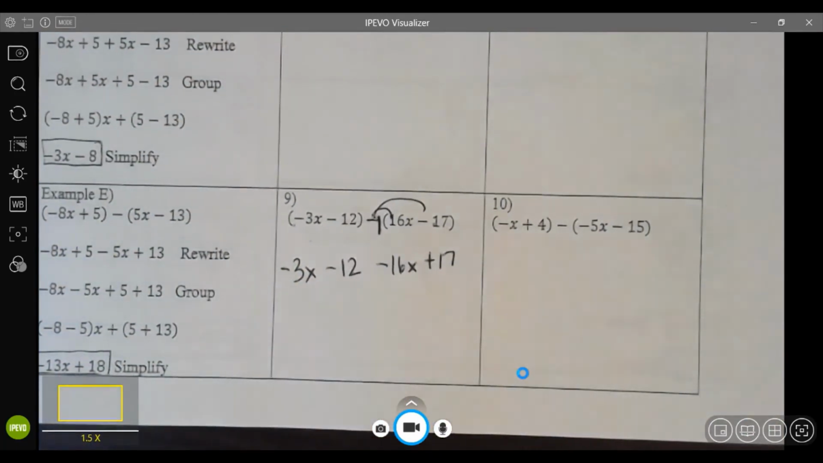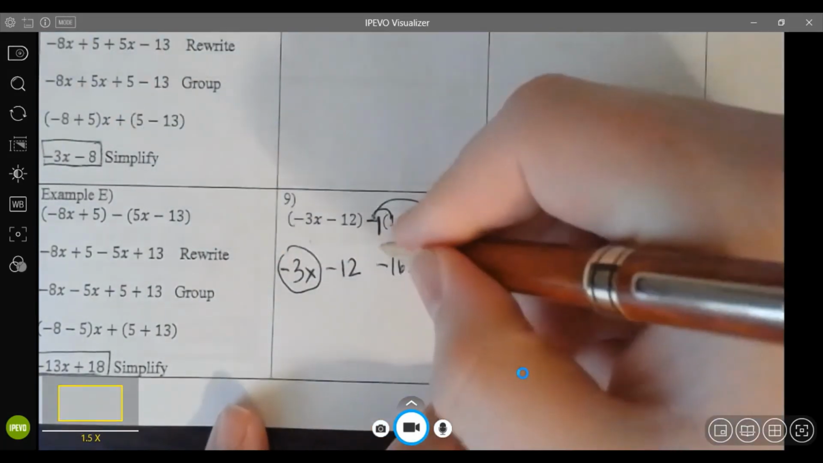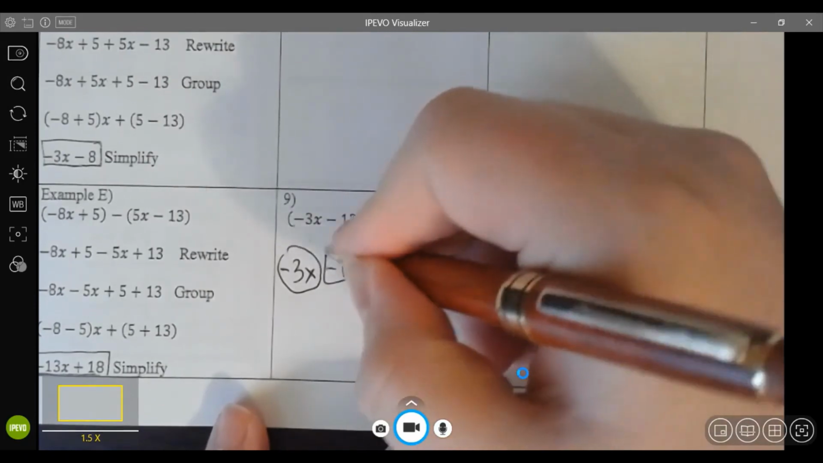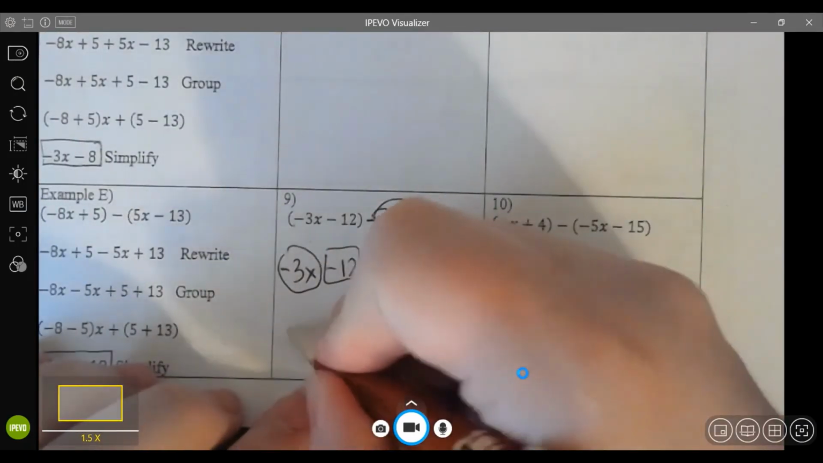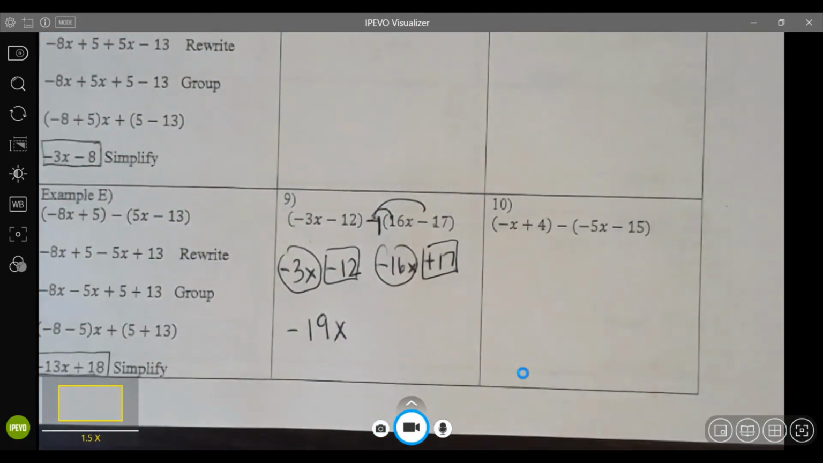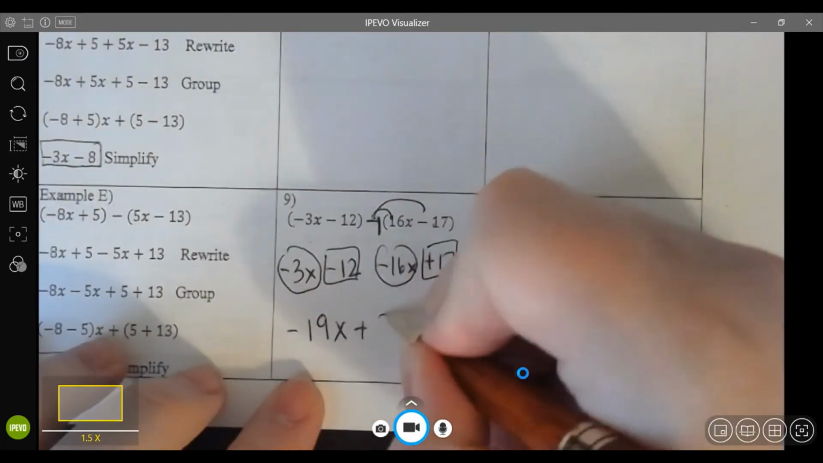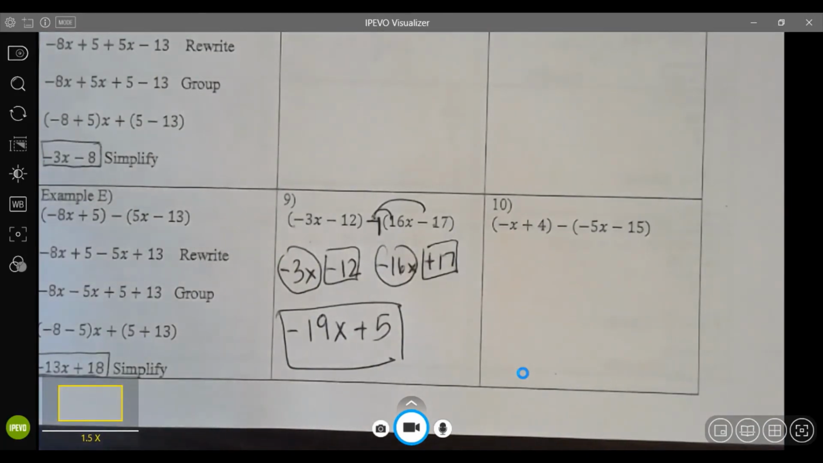And then next, just like we did in numbers 1 and 5, you're just going to combine the like terms. So here you would use your shapes. So I'll put negative 3x, negative 16x, and then negative 2, negative 12 and plus 17. So negative 3x minus 16x is negative 19x. And then 17 minus 12 is 5. So your answer there is negative 19x plus 5.